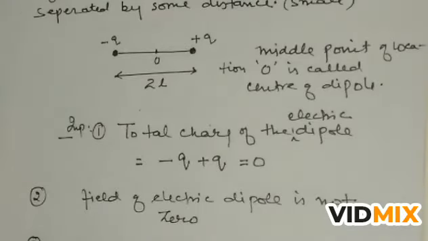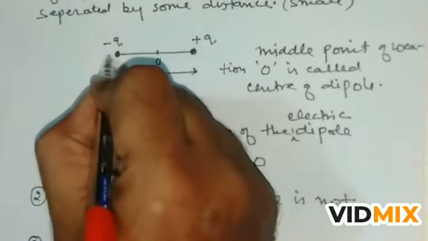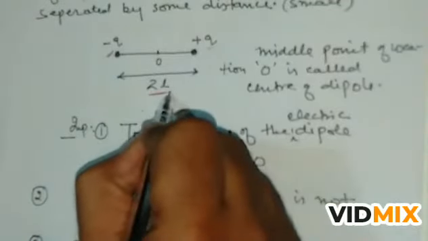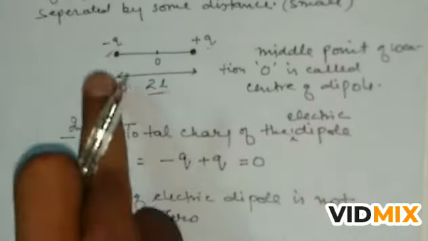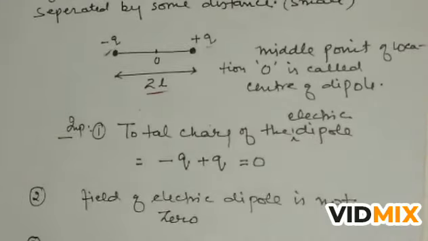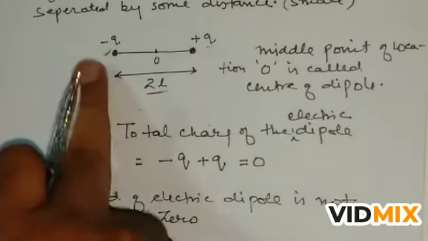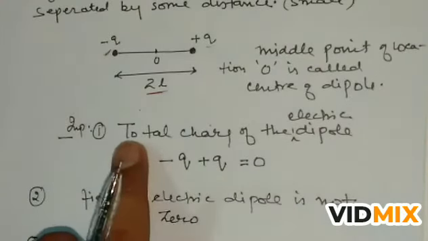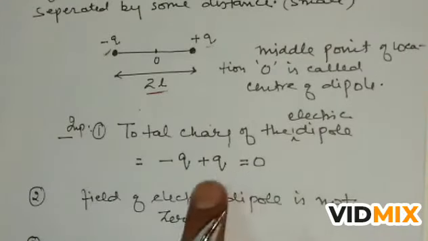Now since the charges are one positive and one negative, they are at some small distance. So this is the electric dipole. What is the total charge of an electric dipole? We have learned the property of charges that charges are additive in nature, meaning we can add the charges. So 1 minus and 1 plus, the result will be 0.